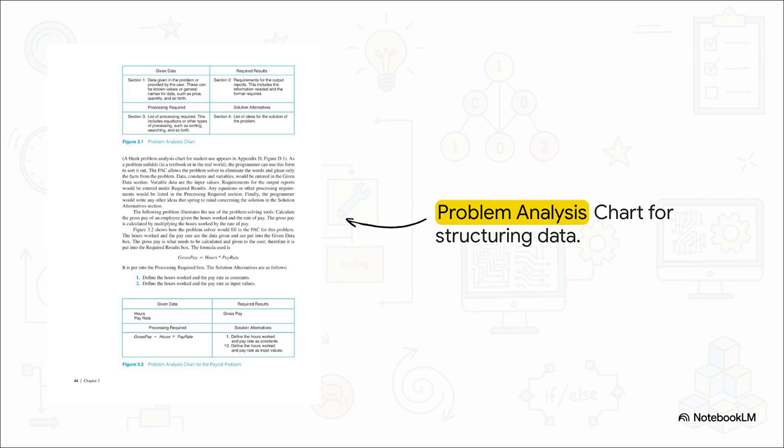This neat little 4-quadrant box is where you untangle a messy real-world problem. You separate the given data, like the hours worked and the pay rate, from the required results, which would be the gross pay. Then, down in the bottom left, you explicitly state the processing required. In this specific case, the equation is gross pay equals hours multiplied by pay rate. Finally, you list any solution alternatives. This chart essentially guarantees you know exactly what you're starting with and exactly what you need to deliver.